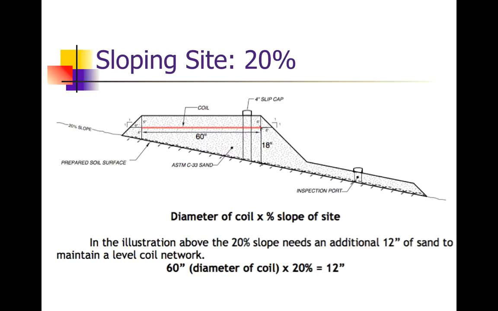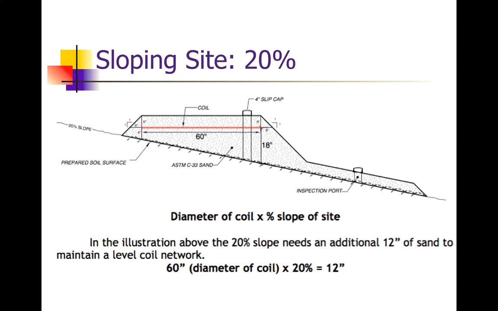Now, on a sloping site, we only have to compensate for two things. One, we are going to move the coil up to the upper edge and not put it down the center of the basal area. The other thing is we want to keep the coil level, so we have to add some sand depth to the downslope side of the coil. So here we can see on a 20% slope, we needed to add an additional 12 inches of sand to the minimum 6 inches that we started with, so that we have an overall of 18 inches under the coil on the downslope side. Very simple formula.